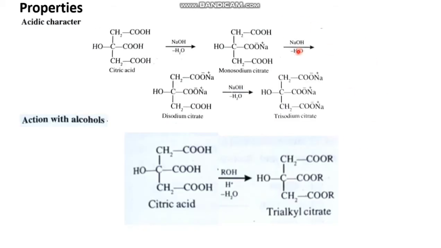Then next, what are the important chemical properties of citric acid? First one, acidic character. This acidic character of citric acid can be explained by the reaction with bases. When we react citric acid with bases, it forms a series of salts. When citric acid is reacted with sodium hydroxide, first it will form monosodium citrate, then disodium citrate, and finally trisodium citrate.